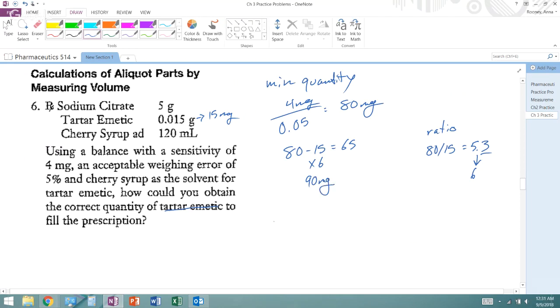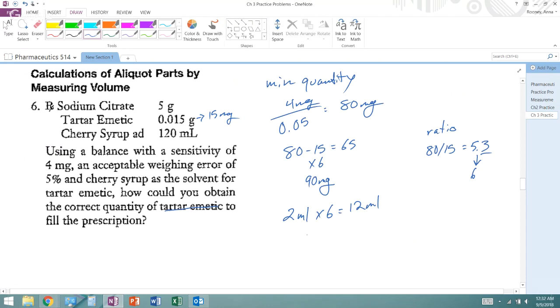But we still need this ratio. So the minimum weighable quantity on the graduated cylinder is 2. So we need 2 milliliters times the ratio, which is 6. So we're going to have 12 milliliters total that this is going to be diluted.